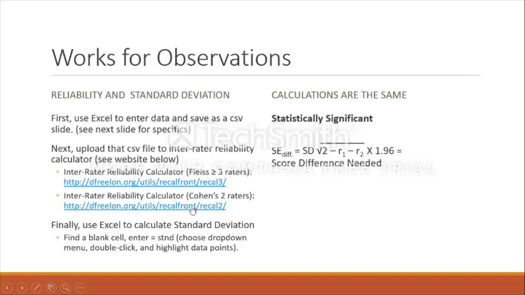So this can work for observations as well. So we're going to have to talk about how this works. But one of the problems with observations is you do not have all the scores you need. You may not have your standard deviations, and you may not have your reliability data. So what you're going to need to do is calculate inter-rater reliability, and I'm going to walk you through how you would calculate both standard deviation and inter-rater reliability.